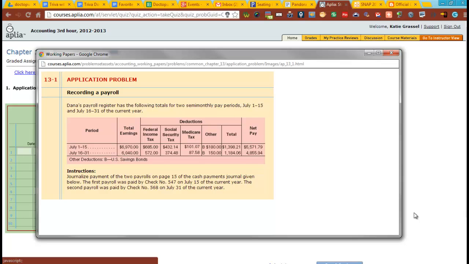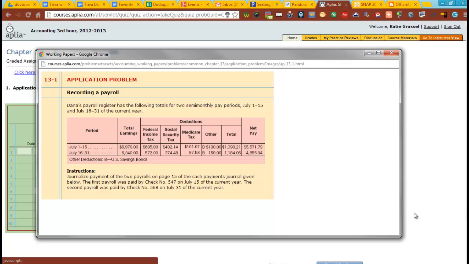You will notice that these columns are very similarly laid out to what you would find on the payroll register. You just don't have all the different employees. You have total earnings, federal income tax, Social Security tax, Medicare tax, other, and total. For the other column, you will notice that there is a letter B there. Down below your whole table, it says other deductions. B is U.S. savings bonds. So your account title that would go with that would be U.S. Savings Bonds Payable.